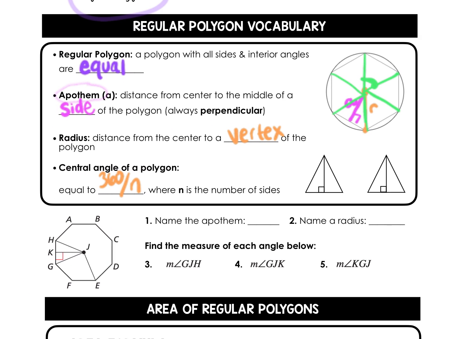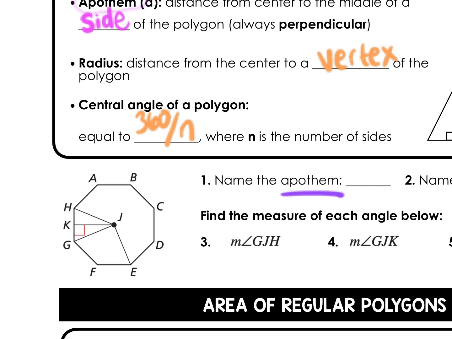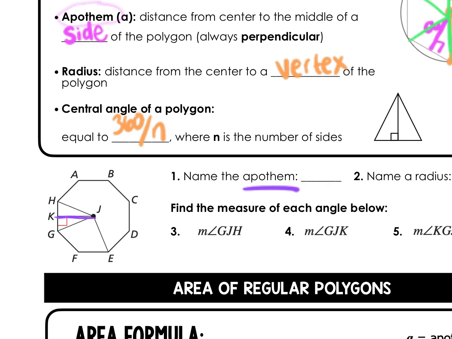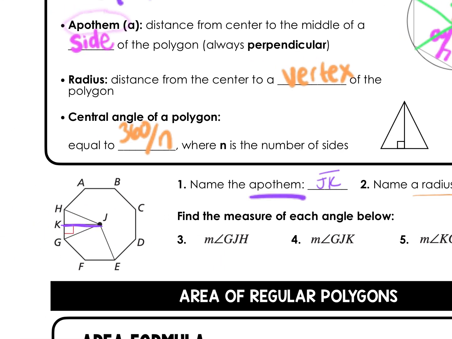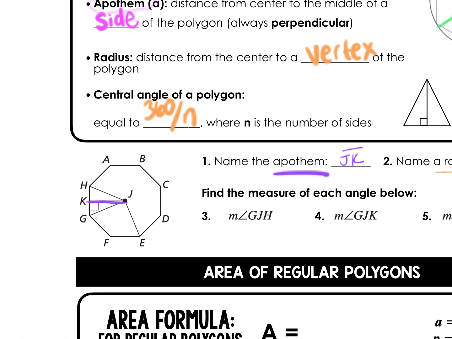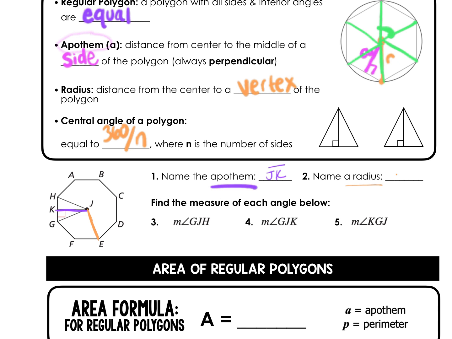Now we're just going to make sure we understand the vocab and then do a little bit of math with some angles. This says name the apothem. Again, remember it's the distance from the center to the middle of one of the sides, and it's going to be perpendicular. So JK is our apothem here. And that's the only apothem shown in this picture. Name a radius. A radius is the distance from the center to any of the angles of the polygon. So JE would be a radius, JG or JH. Any of those would be fine. I'm going to go with JE on here.